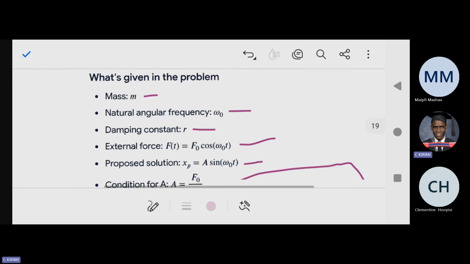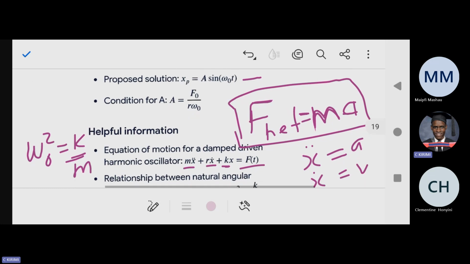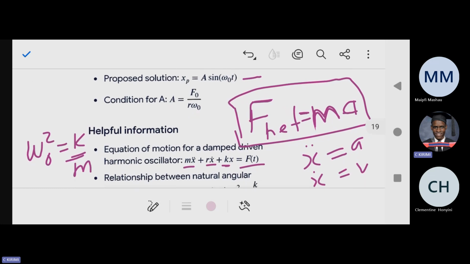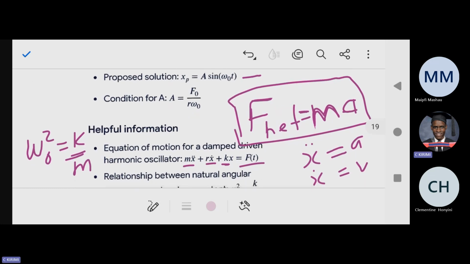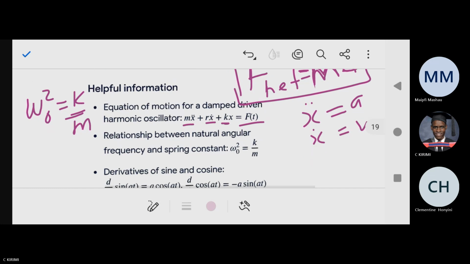So once you have your equation, it's just a matter of substituting the values there. So first we are going to differentiate, first for x double dot, which means it's the second derivative. Those two dots are showing you that you must differentiate twice.